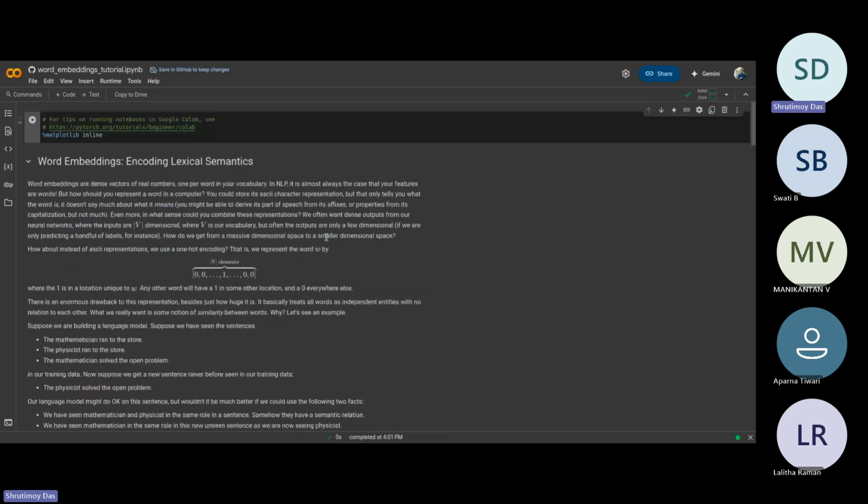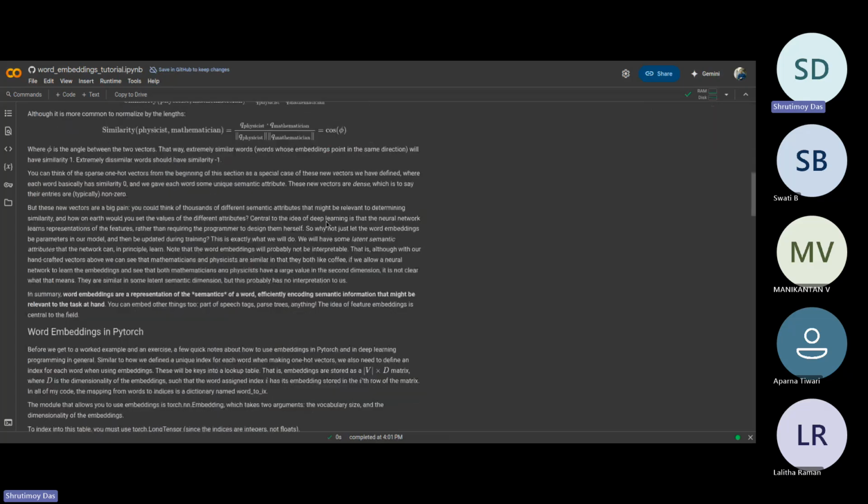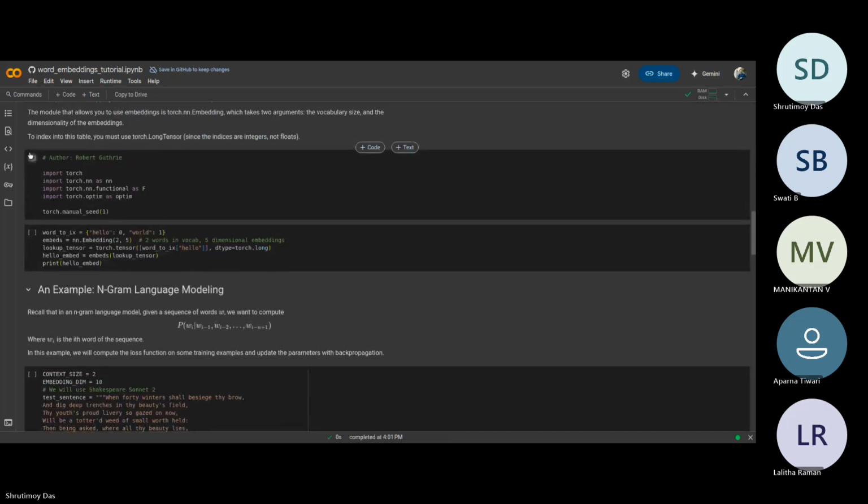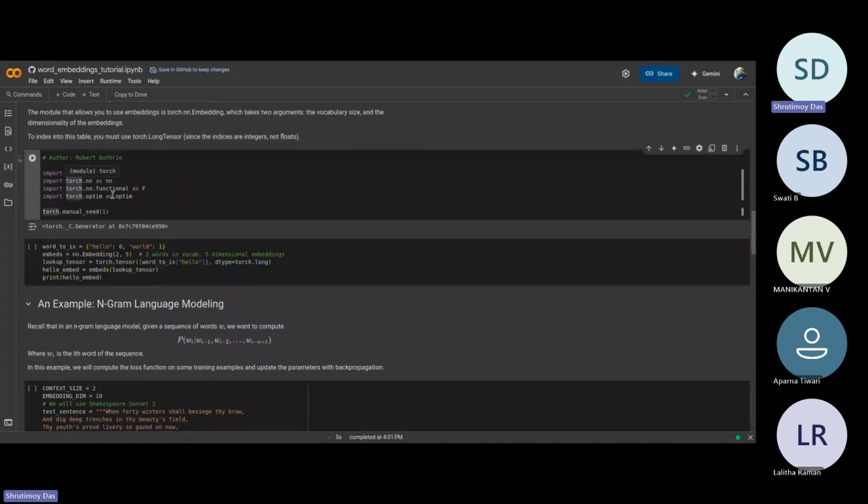Whenever you're working with PyTorch, there are some standard things that you'll always need. You need torch. You need this thing called nn, because if you want to design a neural network, you have to call nn.Module.